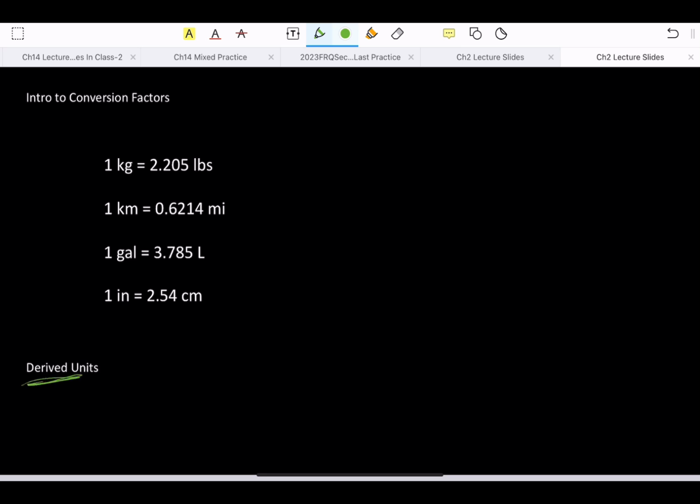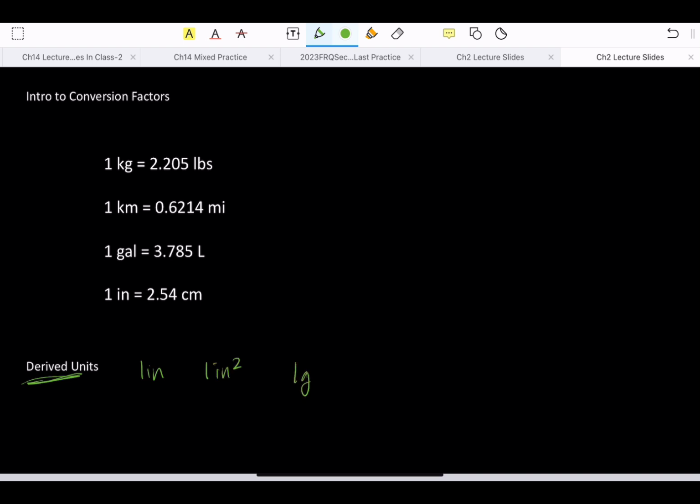Note derived units. That's when we take pieces of information and put them together. So instead of just saying 1 inch, we might say 1 inch squared, or 1 gram per centimeter, or 1 gram per centimeter cubed. Anytime we take more than one piece of information and put it together, then we are talking about a derived unit. Where this is a length, here we have what? Correct, an area. Here we have what? Right, a density. Okay.